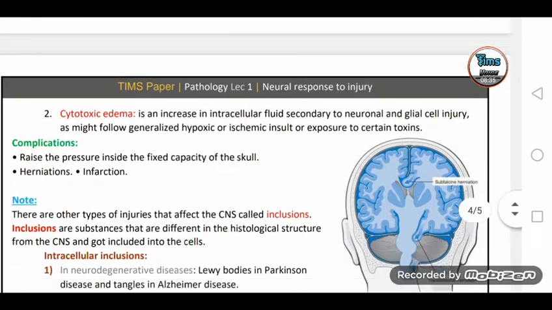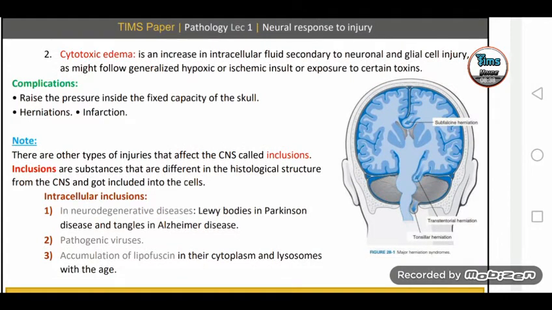What are the complications of edema? First of all, it's going to raise the pressure inside the fixed capacity of the skull. The skull is a hard bone that is containing the brain in a certain space. Whenever the space is getting larger or expanding by the fluids of the edema, this is going to cause the pressure inside the skull to be raised and increase the intracranial pressure.